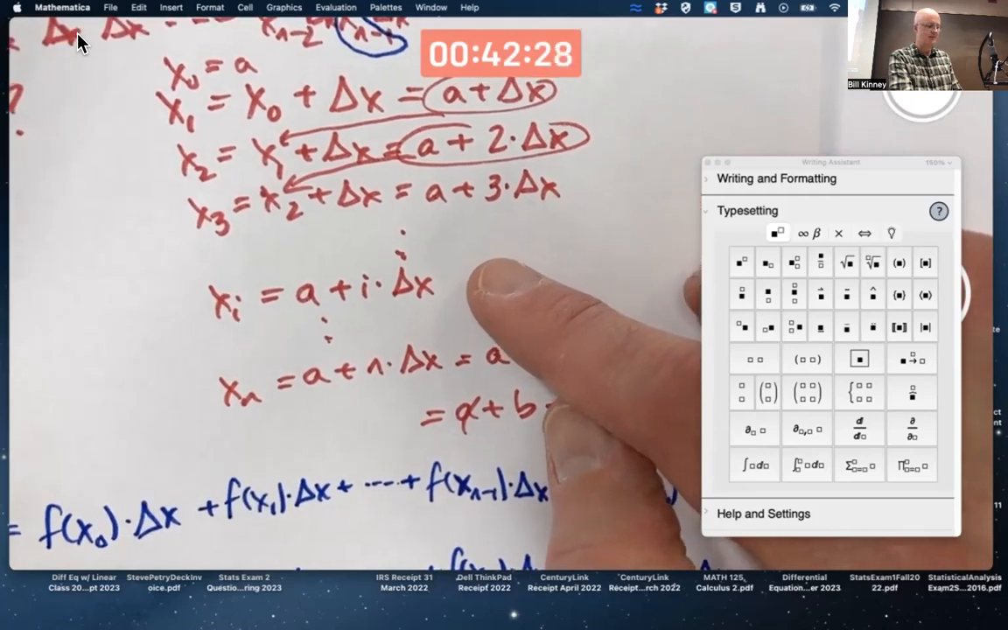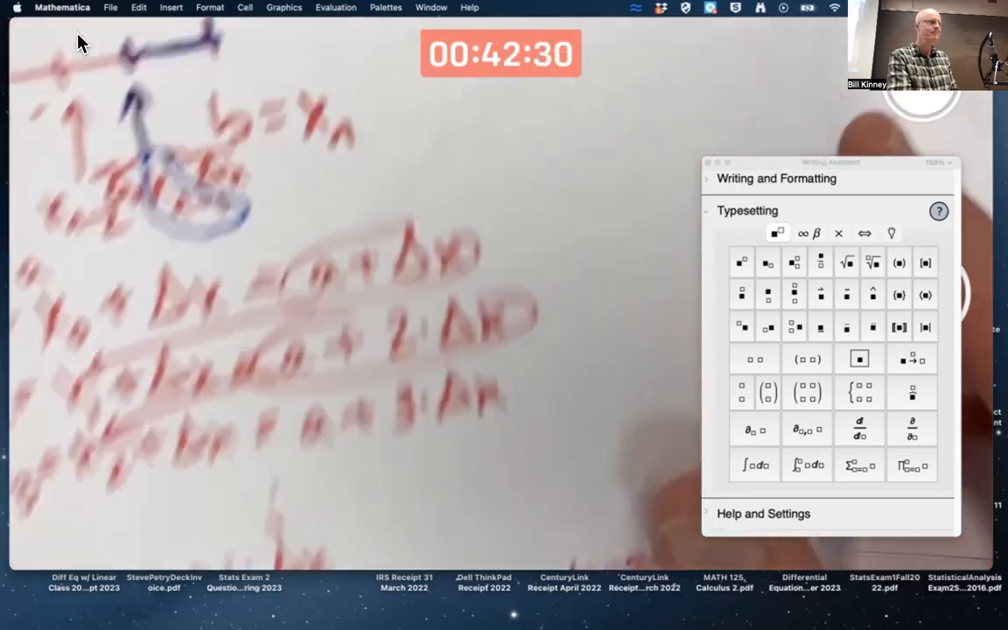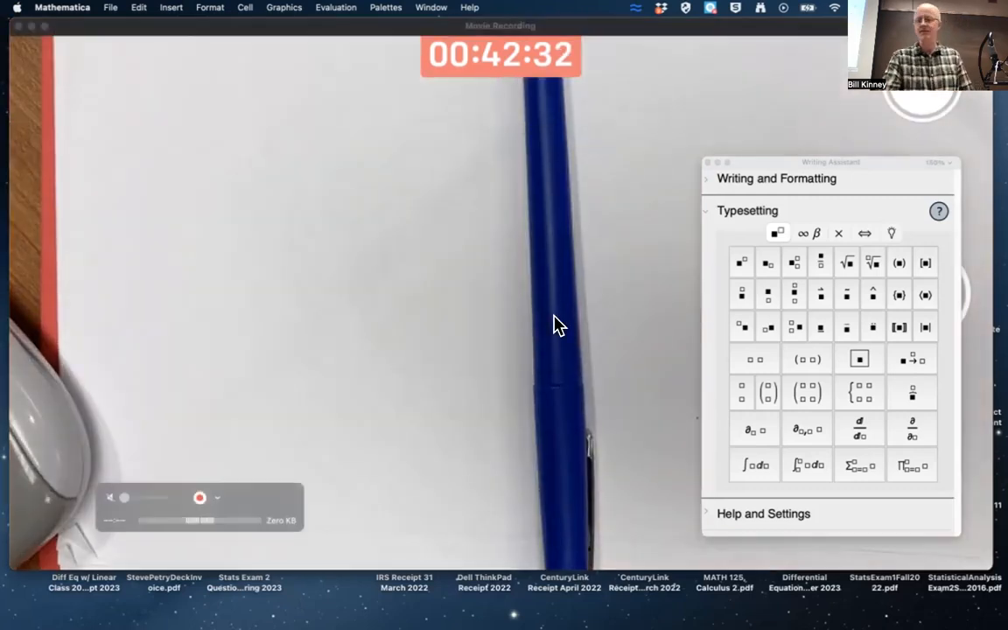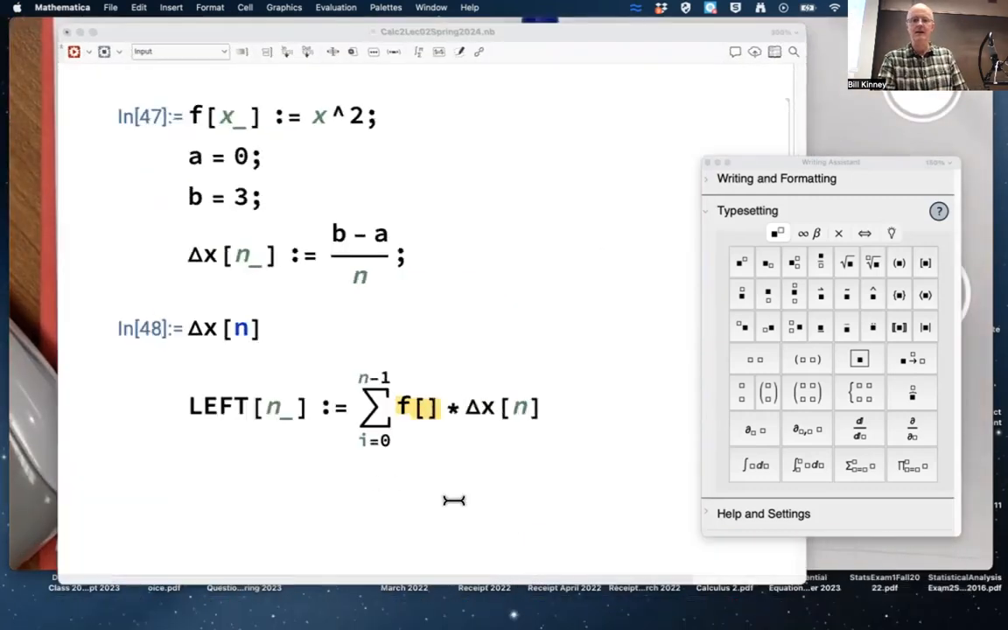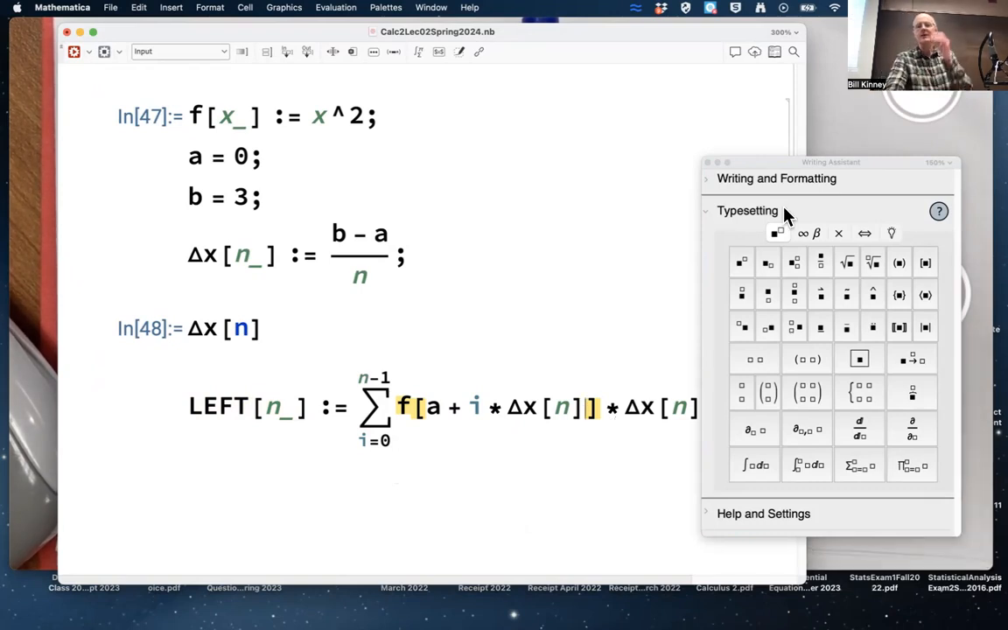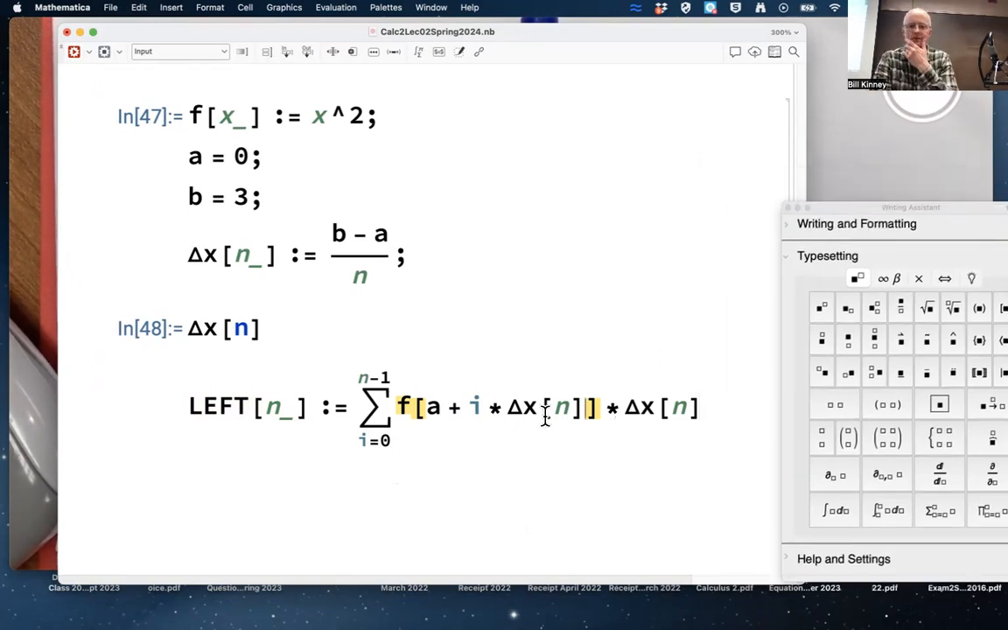Yeah, right there. A plus I times delta x. That's what goes into F. A plus I times delta x of n. I've got functions within functions here. Notice square brackets around the n, but all this, a plus I times delta x of n, inside of F, is the input for F.